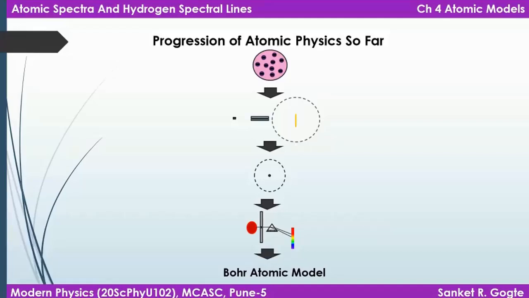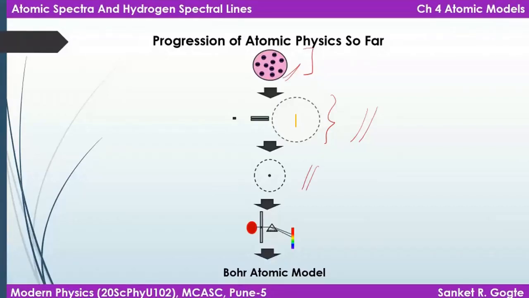Let's quickly review how atomic physics progressed. First, there was evidence that atoms exist, and one of the first models proposed was by Thomson, the simple plum pudding model. Once this model was proposed, to test it experimentally, Rutherford performed the gold foil experiment. The results suggested that Thomson's atomic model cannot be correct. We needed a different kind of atomic structure which can explain the experimental outcomes of Rutherford's scattering experiment.